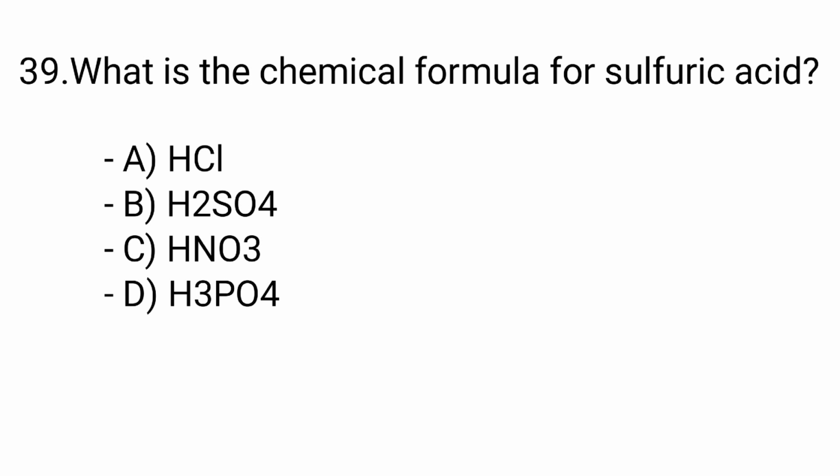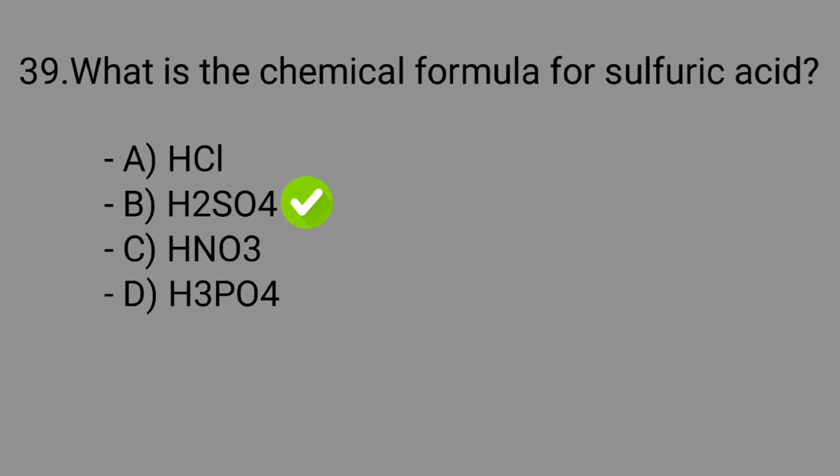Question number 39. What is the chemical formula for sulfuric acid? Option A, HCl, B, H2SO4, C, HNO3, D, H3PO4. The correct answer is option B, H2SO4.